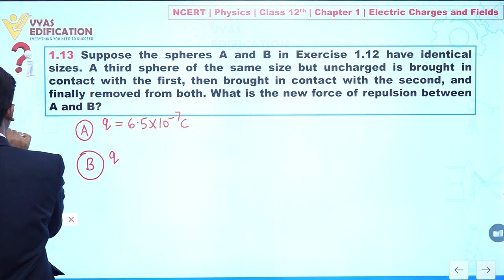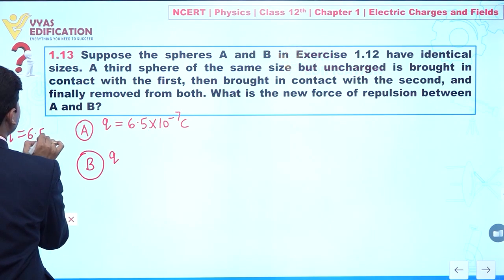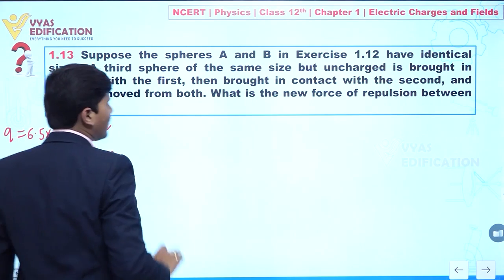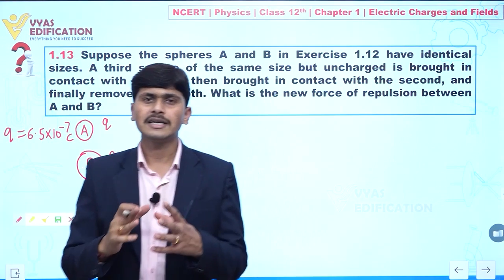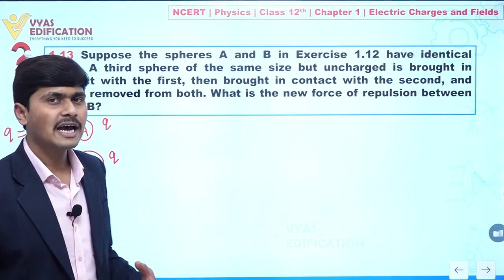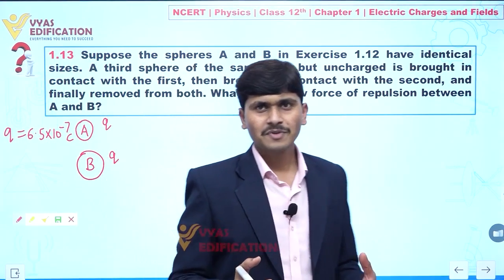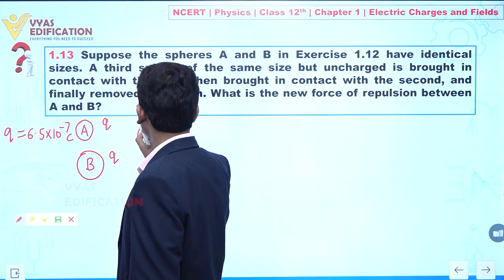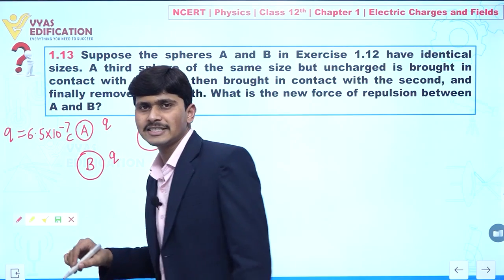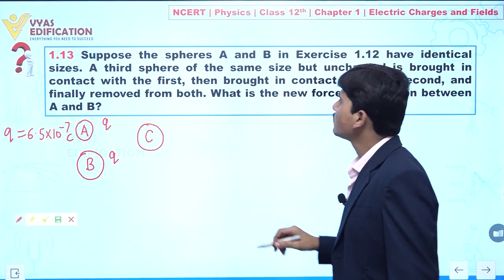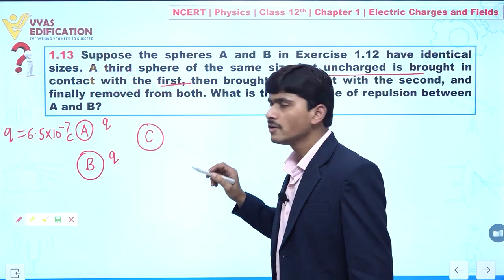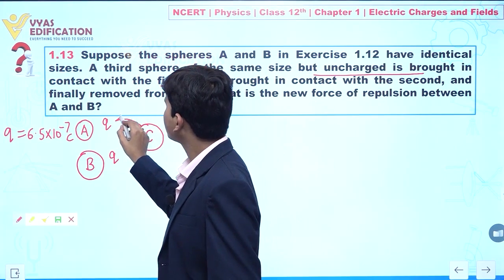So I am writing here the value of Q as 6.5 into 10 to the power minus 7 coulomb, clear. Now what happened? Let's suppose we are bringing another uncharged sphere, but having the same size. Clear? Let's suppose here we have this sphere number C and this is uncharged. Now in this question it is given a third sphere is first brought in contact with the first. Clear? So let's suppose it comes into contact with this A.